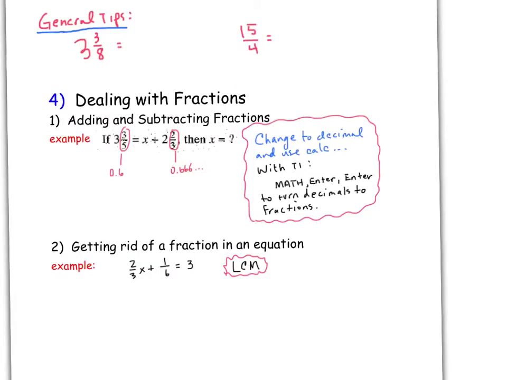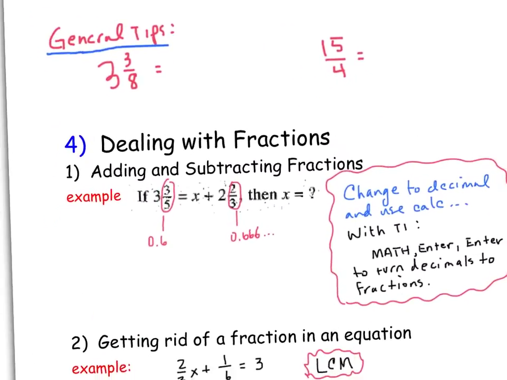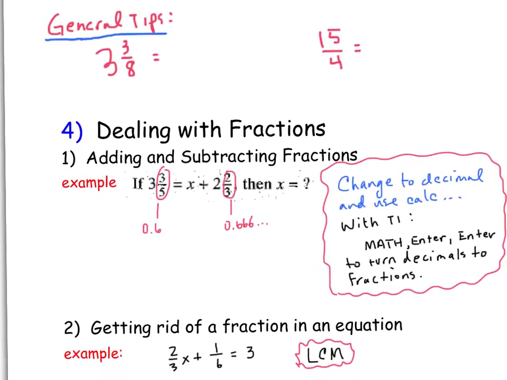Dealing with fractions is a skill that you're going to need to have on the ACT. General tips here at the top: if you look at 3 and 3/8, that is a mixed fraction. To turn it into an improper fraction, with the bigger number on top, you multiply 3 and 8 and get 24. So really 3 is 24/8, and then you would add that to 3/8.